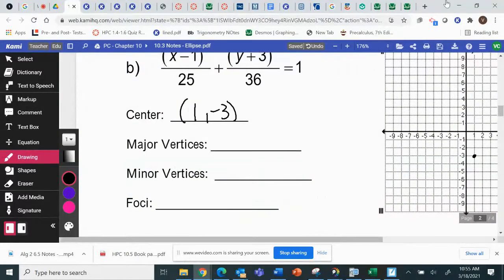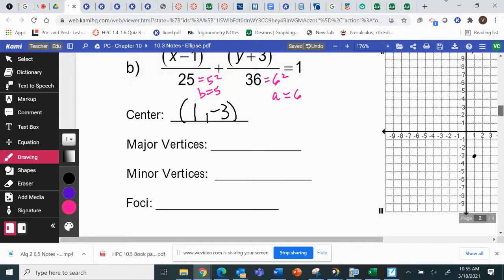Now my a and b values, again, it doesn't really matter if you're using a and b or x or y. We have to square root each of these numbers because these are the a squared and the b squared numbers. So this one is 5 squared. This one is 6 squared. Which one's bigger? Okay, so a is 6. b is 5.